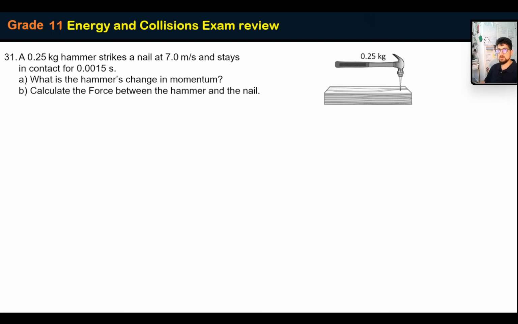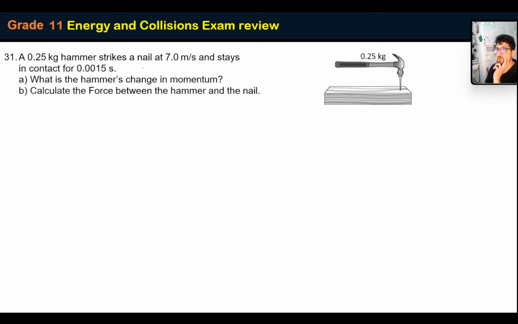We have to calculate the change in momentum. A 0.25 kilogram hammer strikes a nail at 7 meters per second and stays in contact for 0.0015 seconds. So that's just striking it. What is going to be the hammer's change in momentum? And calculate the force between the hammer and the nail. So first of all, let's calculate the change in momentum.